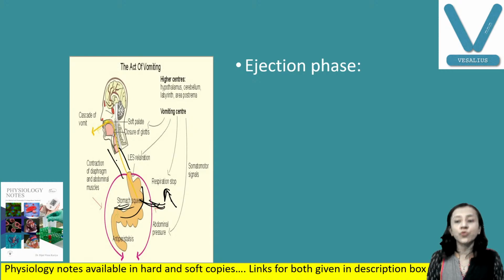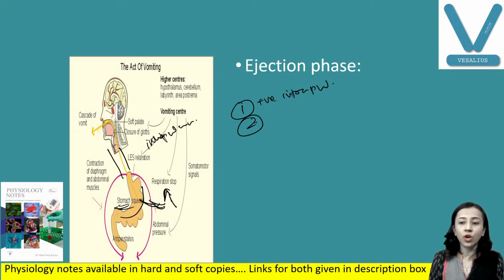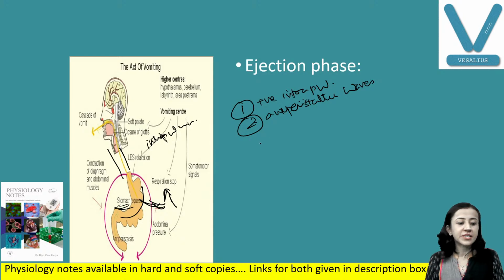Okay, from the esophagus these contents are expelled into the mouth due to positive intra-pulmonary pressure, that is one cause. And the second cause is anti-peristaltic waves. Soft palate is raised here to shut the nasal cavity. So this is all about the act of vomiting and centers.